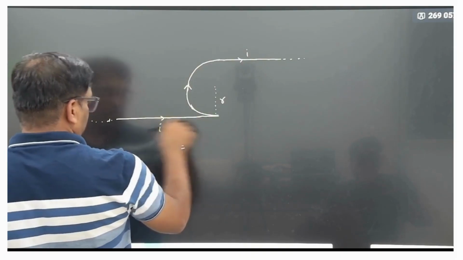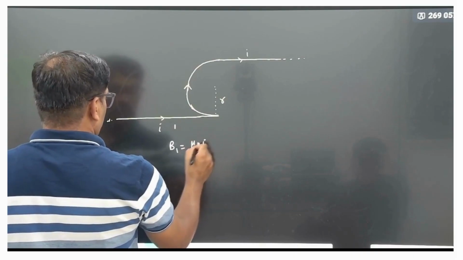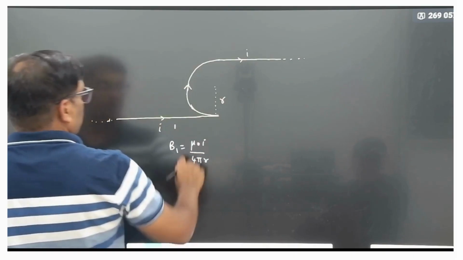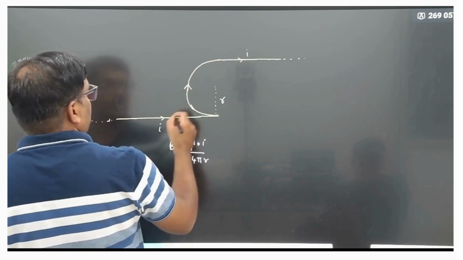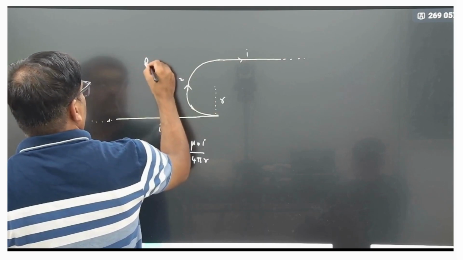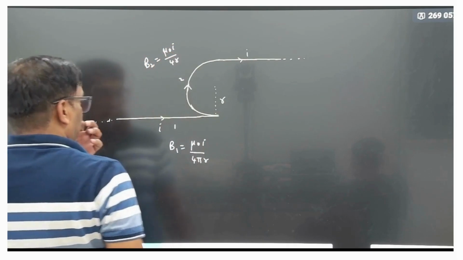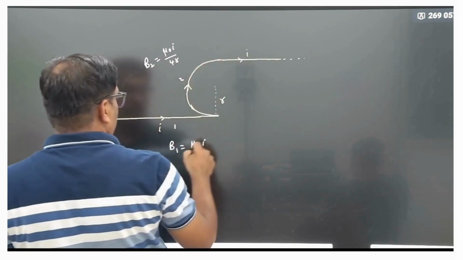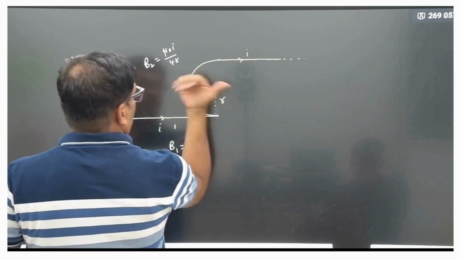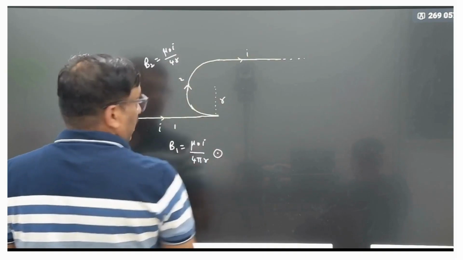Now, the semi-infinite wire gives mu naught I by 4 pi r. Therefore, the semicircle is the second one, B2. How much? Mu naught I by 4r. Due to this one, it is outward. In which direction now? This is outward, outward means like this.